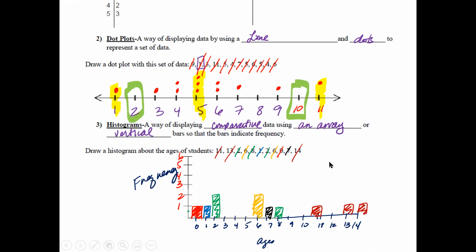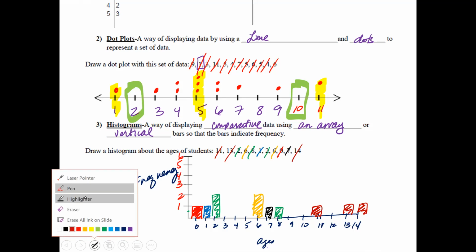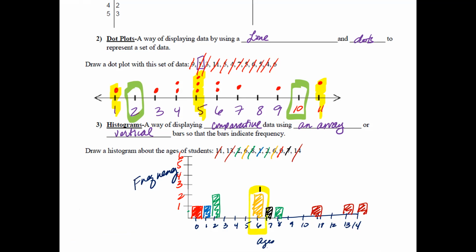And that is your histogram. So you can see that the majority of the students here are either 6 years old or 2 years old. And that we have no students that are 4, 9, 10, 12.